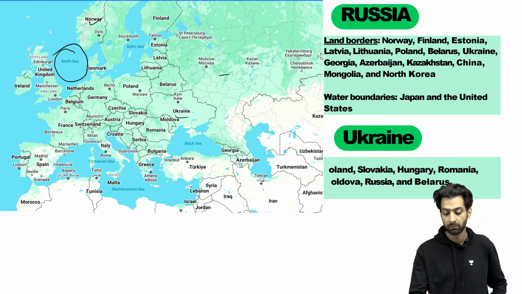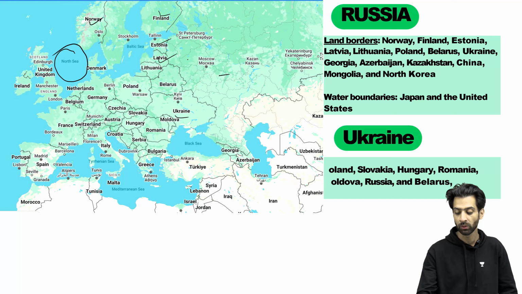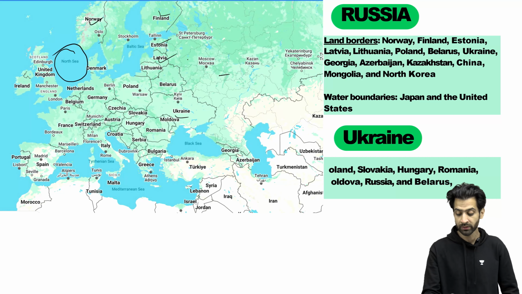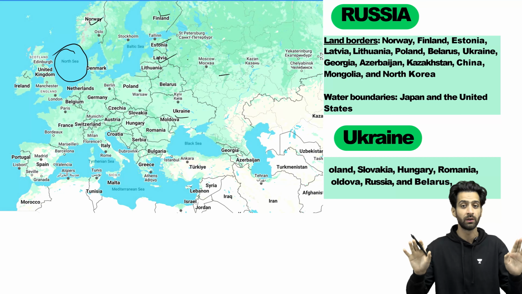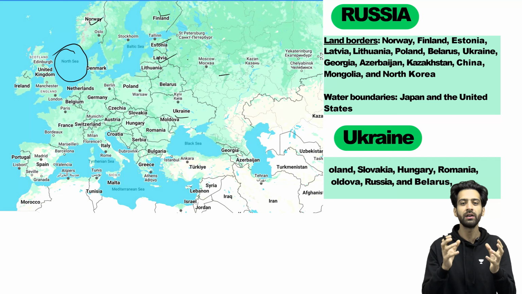Coming back to our borders, Norway shares its border, Finland shares its border, Estonia, Latvia, Lithuania, Poland, Belarus, Ukraine, Mongolia and North Korea. Well, these are on the Asian side. We are primarily focused on the European side. It has water boundaries with Japan and the United States. Most of you might have confusion because we see the map of the world, we don't look at the globe. If we look at the globe, we'll find that Russia and USA are very close to each other.